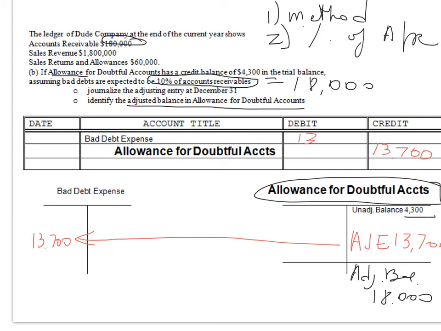Again, up here, if you like to write it in the journal format, $13,700. And that's your answer for this. Journalize the adjusted journal entry. Here's your debit, and here's your credit. That's the debit. Forgot to underline it. That's it. You're done.